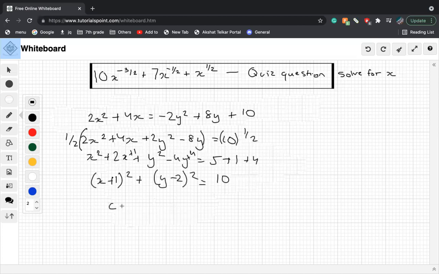So if I ask for the center, you should know that the center is negative 1, 2. And then the radius should be the square root of 10. So now that you know how to find the center and the radius of a circle from a quadratic equation, we're going to move on to our next lesson, and that's finding the discriminant.